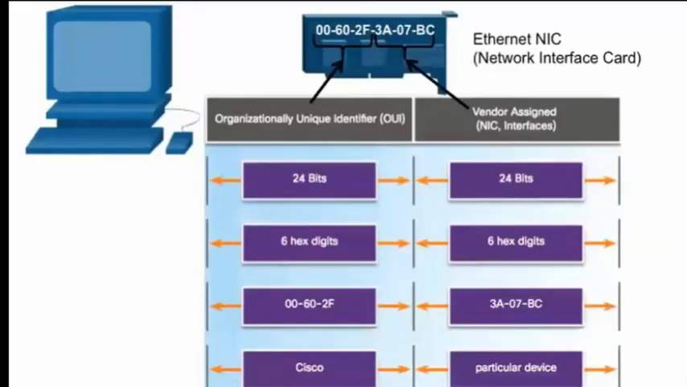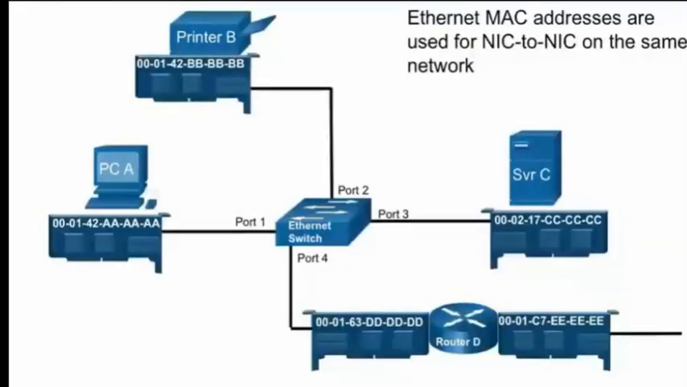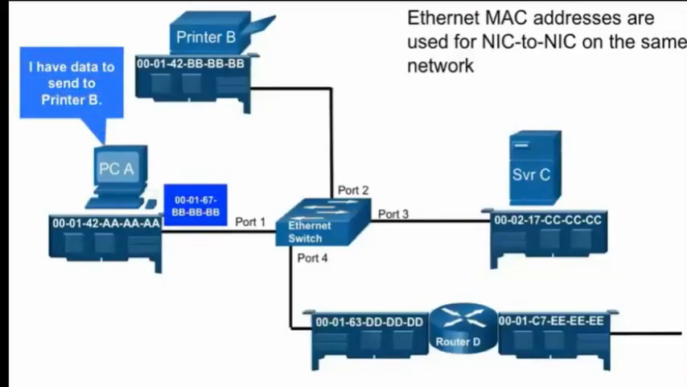Ethernet MAC addresses are used for NIC card to NIC card communications on the same network. On an Ethernet LAN, there can be multiple devices. Similar to Talithia speaking to Jeremy, when a device on a LAN needs to communicate with another device on the same LAN, it is important that that device includes the MAC address of the destination in the message. Otherwise, the devices won't know who the message is for. When PC A sends a message to printer B, it will send it to printer B's MAC address.